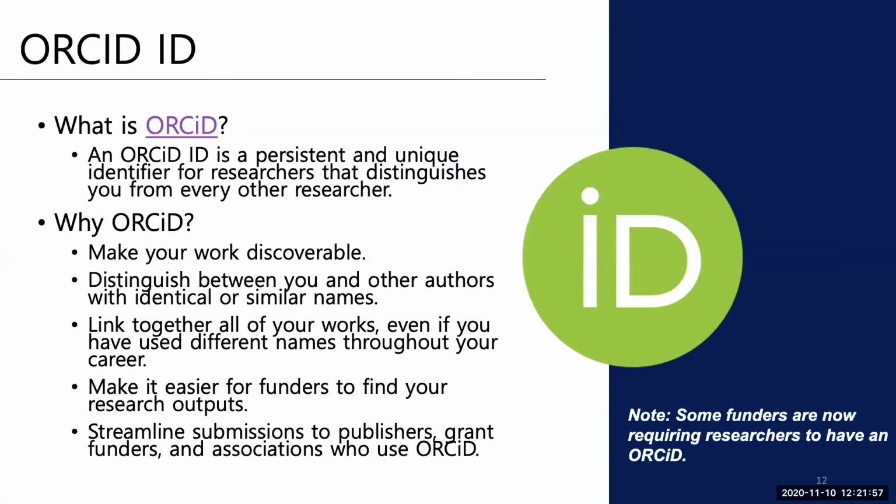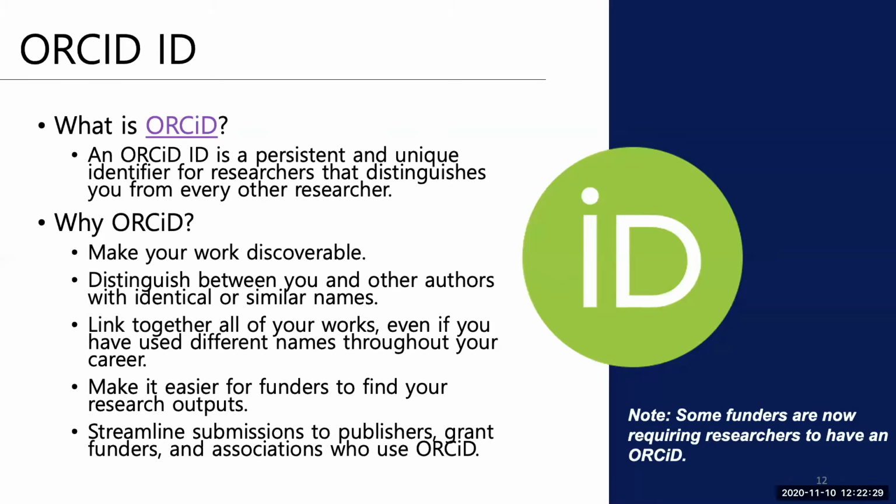Okay, ORCID ID. An ORCID ID is a persistent and unique identifier for researchers that distinguishes you from every other researcher. And what's really nice is that ORCID IDs give you a unique identifier, kind of like a DOI is to an article. So if there's people with your same name, or if you've published under different names, you can tie that to one ORCID ID, and that's unique to you. It makes your work more discoverable. It distinguishes between you and other authors with identical or similar names.